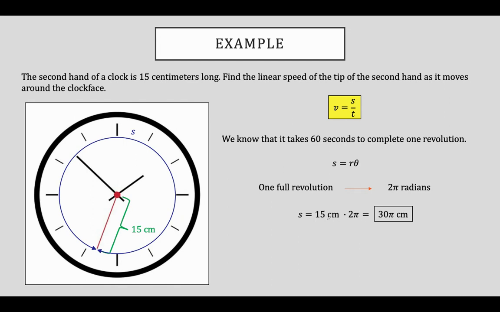Now that we have s, how long does it take us to rotate through that arc length? It takes us 60 seconds. v is equal to s divided by t. We have 30 pi centimeters divided by 60 seconds. That gives us pi over 2 centimeters per second. If you were to plug that into your calculator to get a decimal approximation, pi over 2 is approximately 1.57 centimeters per second. That is the linear speed of a point on the outside end of this second hand.